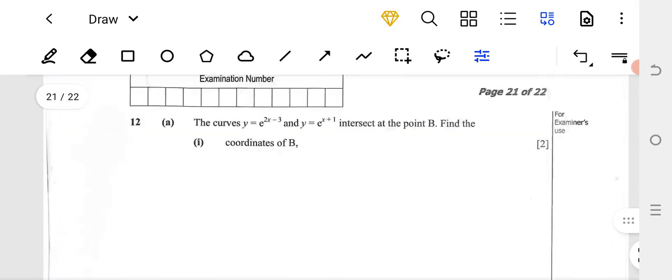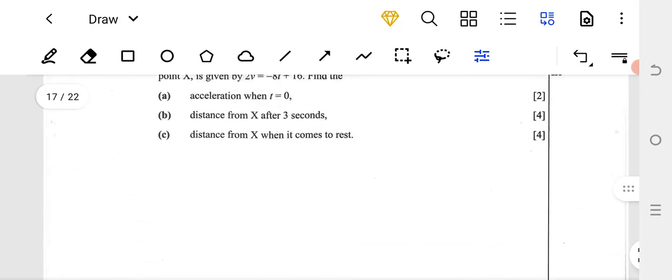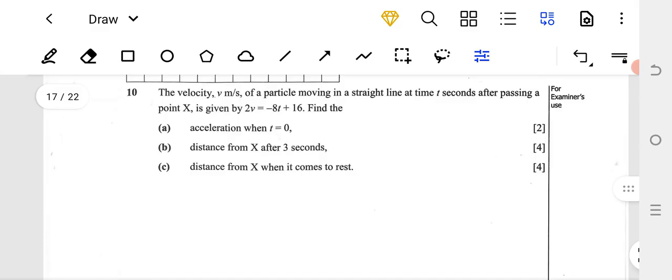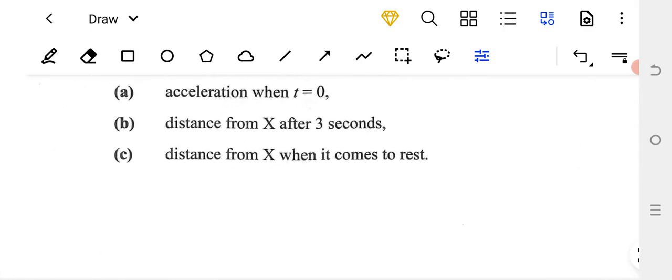And there. Then we're about to be done. Question 10 is here. The velocity v meters per second of a particle moving in a straight line at time t seconds after passing a point x is given by 2v is equal to negative 8t plus 16. Then they want us to find the acceleration when t is equal to 0.